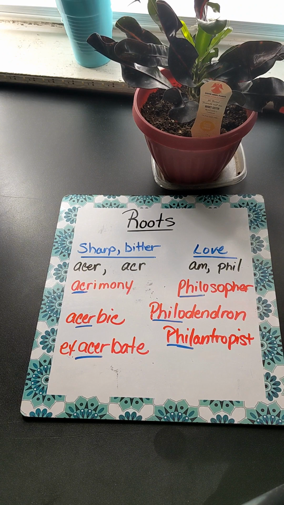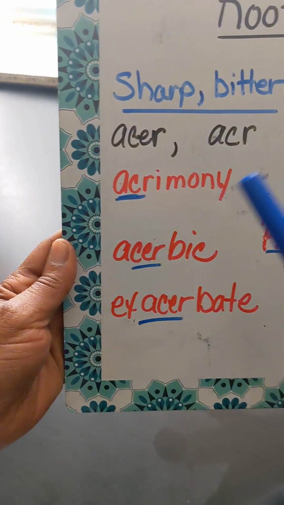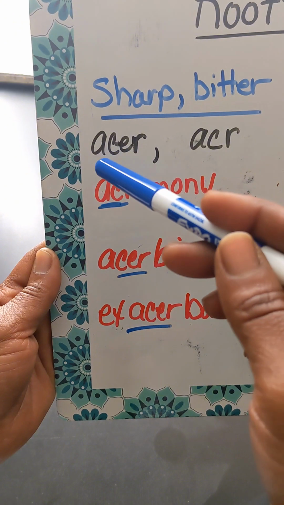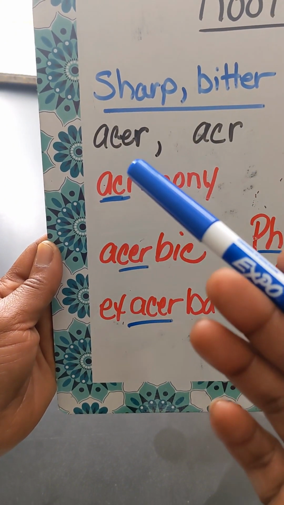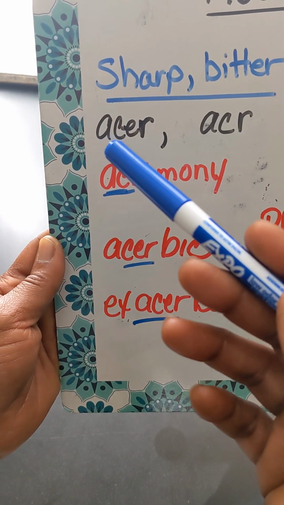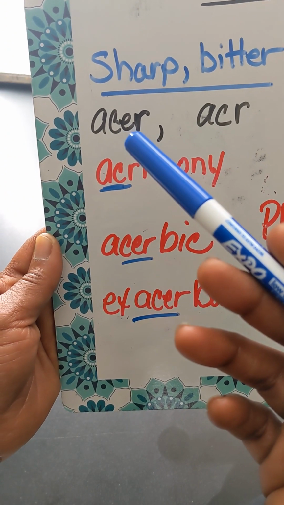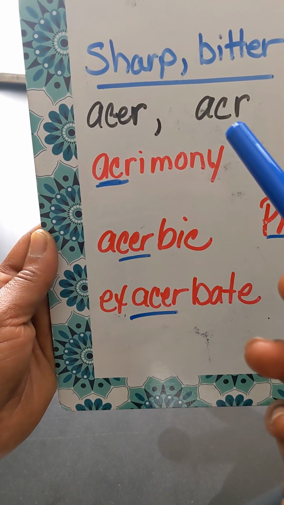Now, without further ado, the first category we're going to look at is in the meaning of sharp and bitter, okay? And I have 2 words here, ACER and ACR. Again, these are root words. They are not prefixes or suffixes. They themselves hold the core meaning of the word, and anything before or after it is simply a modification.